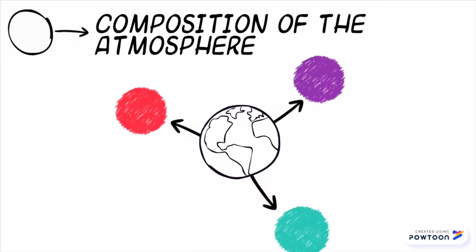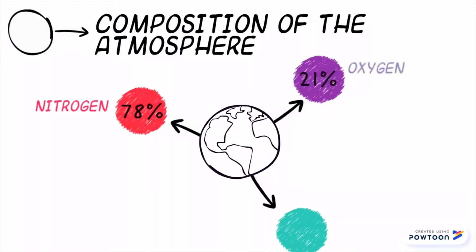The composition of air. It is clear that the main gas is nitrogen at 78%. Oxygen is the next most abundant gas at 21%. The remaining gases are found in much smaller proportion. These include carbon dioxide.